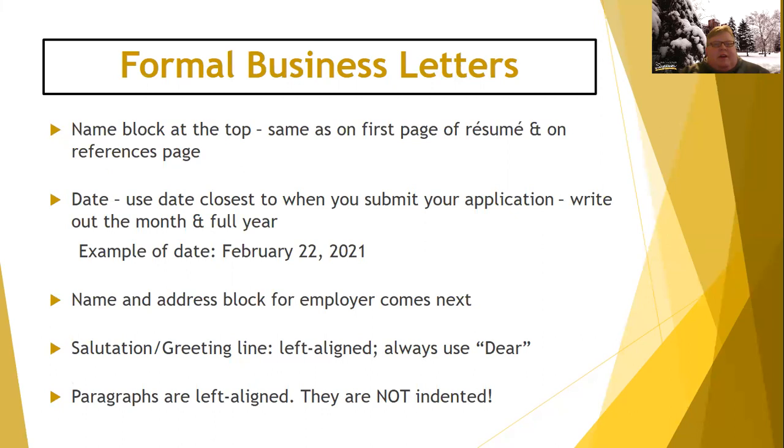The name and address block for the employer comes next, followed by the salutation or the greeting line. So this always is left aligned and always use dear. Don't ever use to whom it may concern. Use dear and then either the company name, dear hiring committee, dear first and last name of a person, that sort of deal. All the paragraphs are left aligned with one space between each paragraph. They are not double spaced and they are not indented.